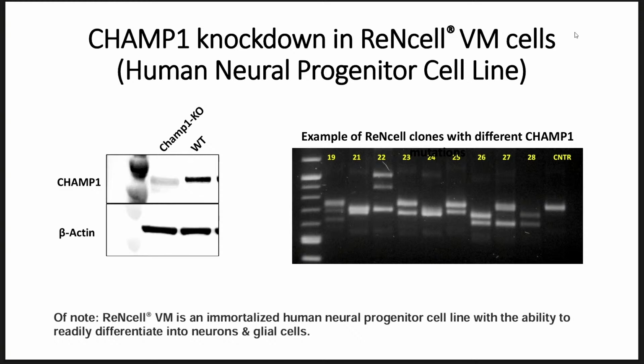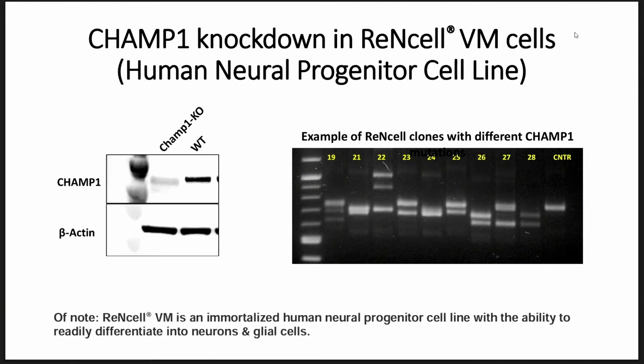Next, recently we got RAN cells. It's a human neuronal progenitor cell line. We performed the same procedure using CRISPR-Cas9 to generate mutations. On the first blot, you can see this is a bulk experiment, all cells obtained after CRISPR. There is a significant reduction in CHAMP1 expression, about 70%, but we went ahead and did the specific limiting dilution to generate several clones. We were able to get about 30 clones.